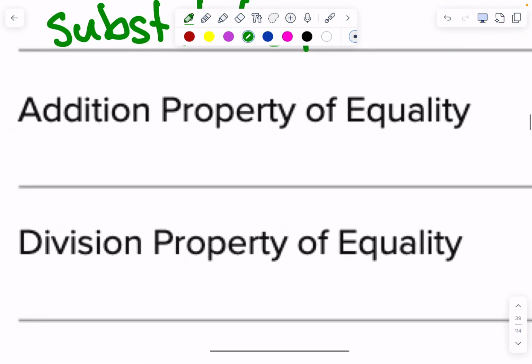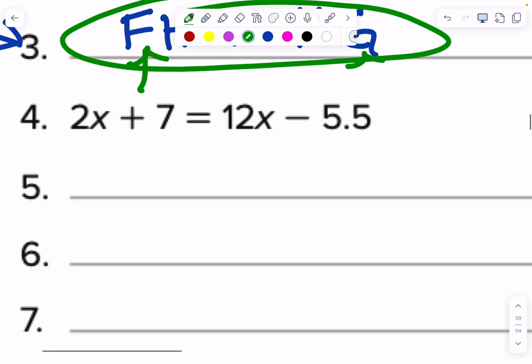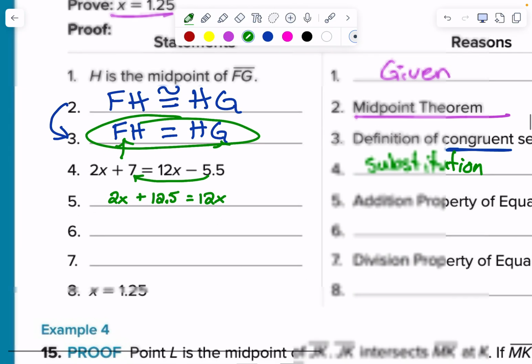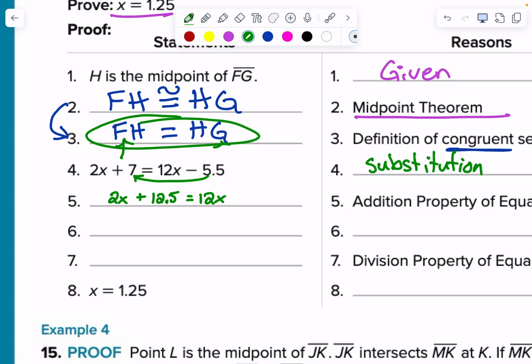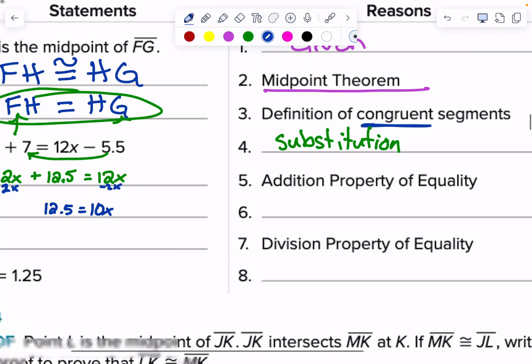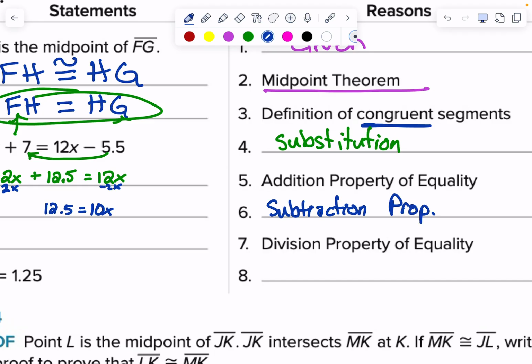They say addition property. You want to add the 5.5. So if I add 5.5 over to here, we have 2x and then what? 12.5. Plus 12.5 equals 12x. Okay, there's that. All right, now what? They want to subtract 2x, right? So I have 12.5 is equal to 10x. Okay, and what's that called? Subtraction property. They say subtraction property of equality. That's like the full name of it, but subtraction property, right?